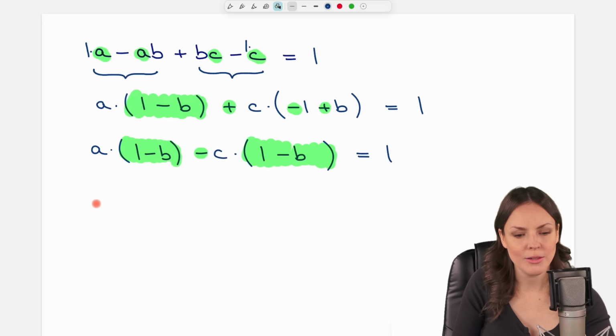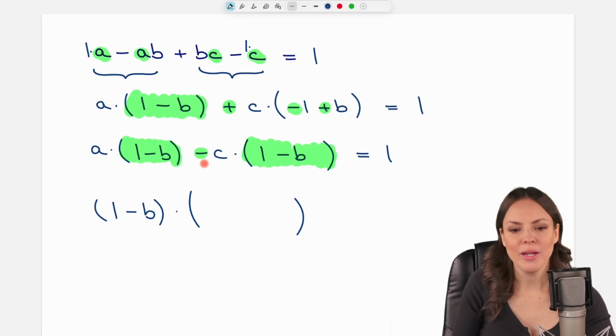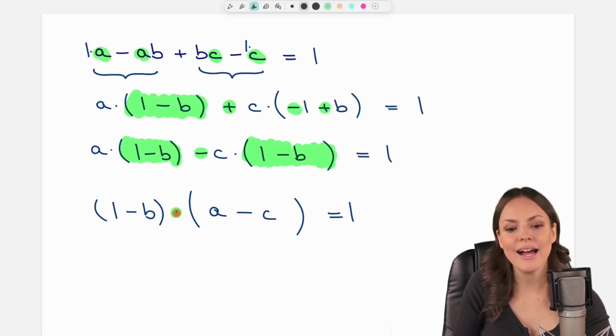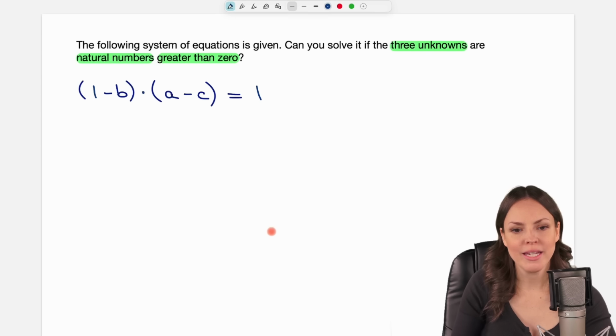So let's do that. We take out the 1 minus b. What is left then in our parentheses? We have the minus here in between. If we factor out the green thing here, only a is left. And if we factor out the green thing here, only c is left. And now we finally have our product on the left side, and we can work with this now.